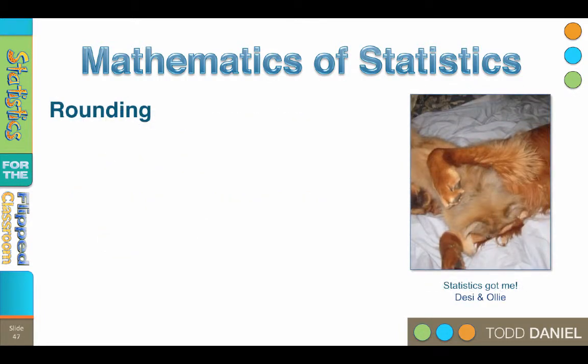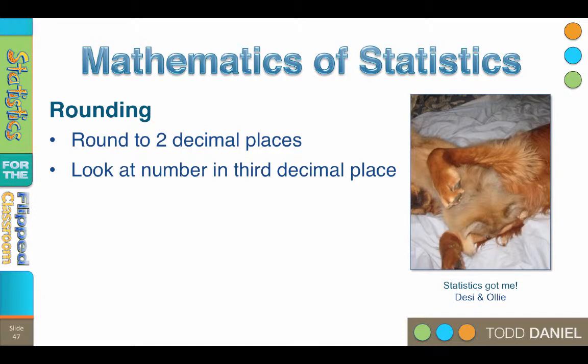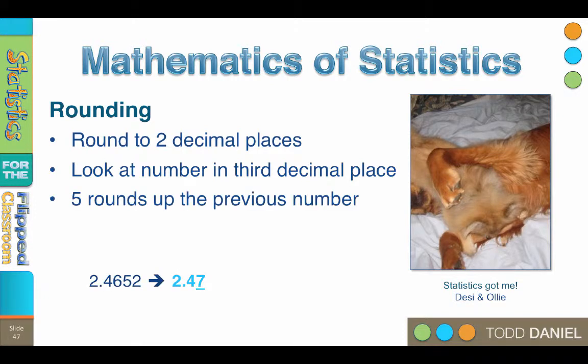When you get to your final answer, you should round. Our general rule will be to round to 2 decimal points for a final answer. The rules for rounding are 5 rounds up and 4 rounds down. What you should do is look at the number in the 3rd decimal place. If the number in the 3rd decimal place is 5 or greater, round up the number in the 2nd decimal place by adding 1 to it.